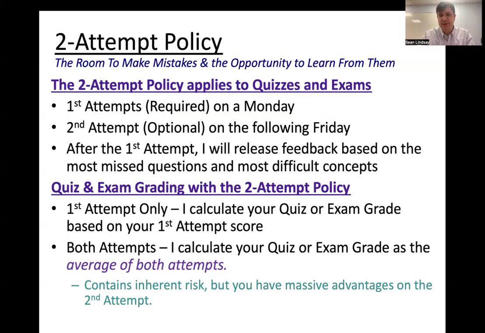I have to do this because it is how the two-attempt policy works. If I only took the highest of the two attempts, then everybody would just use the first attempt to farm information so they could do better on the second attempt, which undermines the entire system. So yes, if you use both attempts, your quiz or exam grade will be the average of both attempts. So beware.